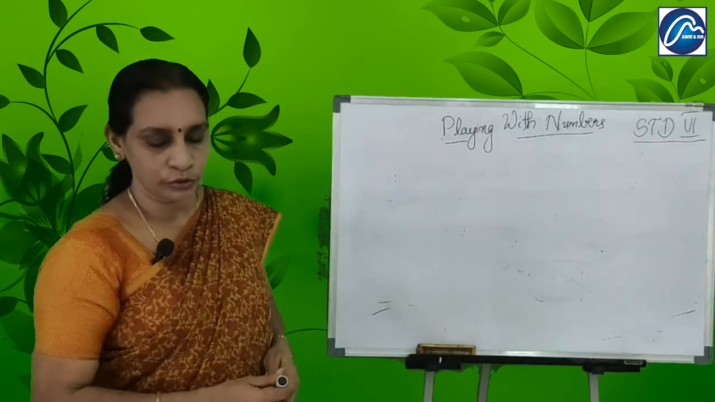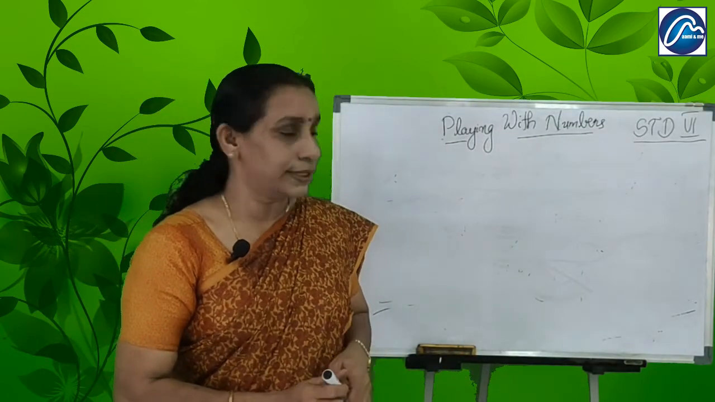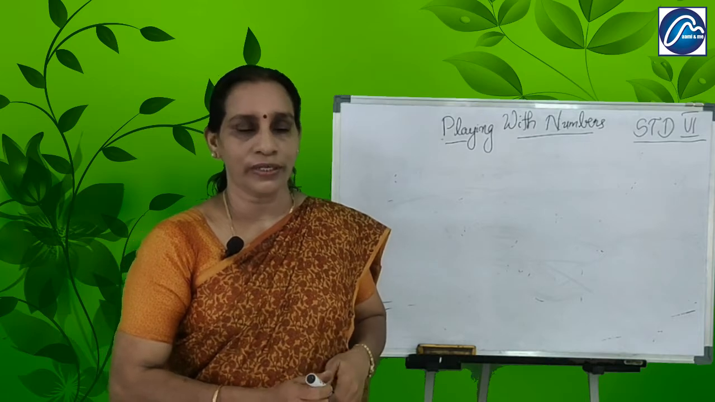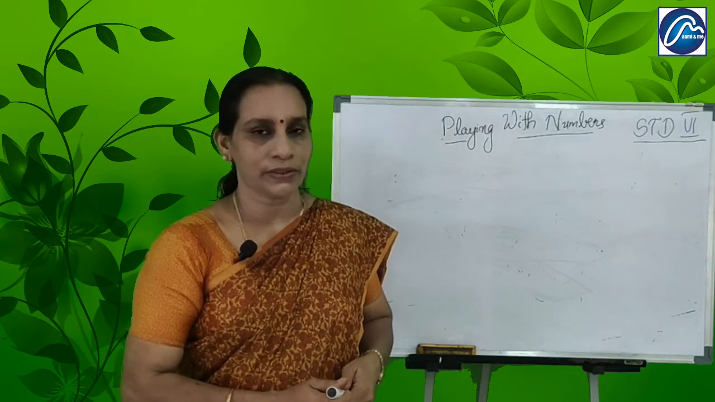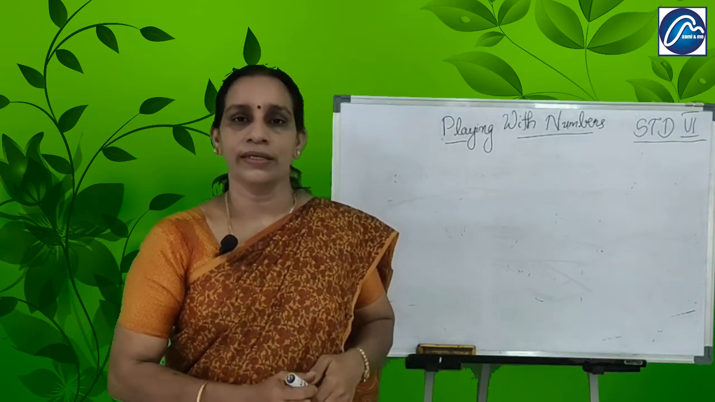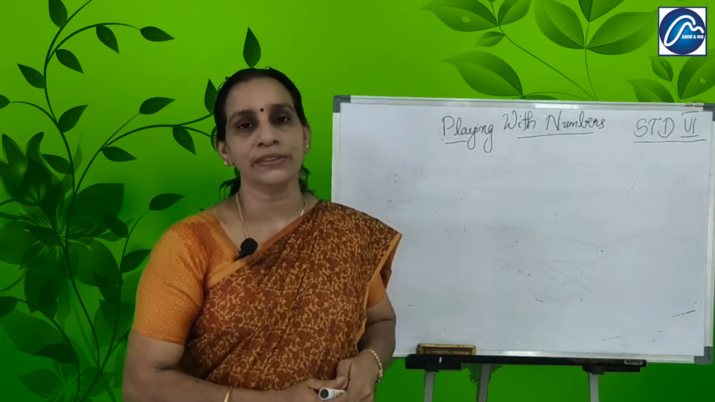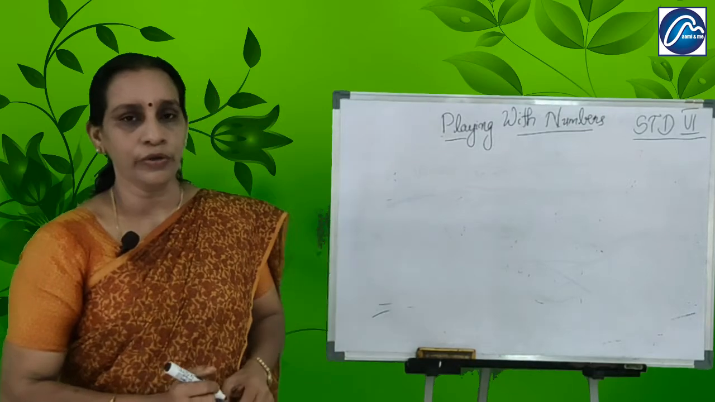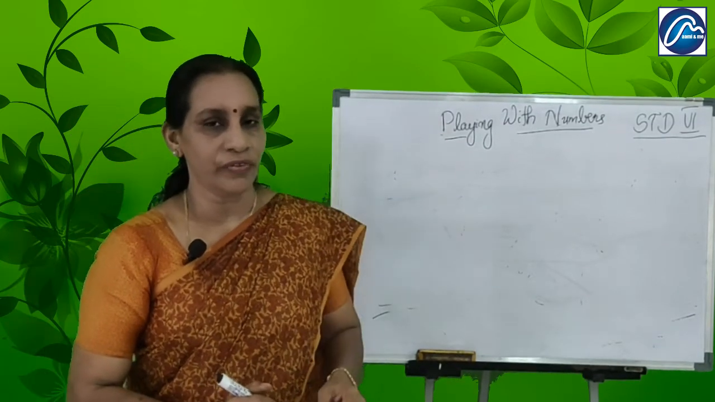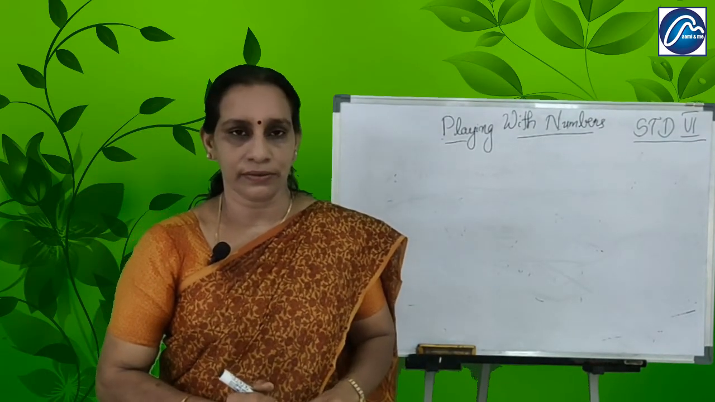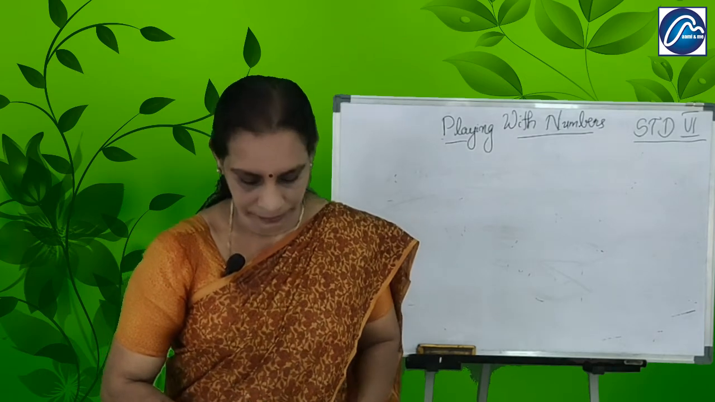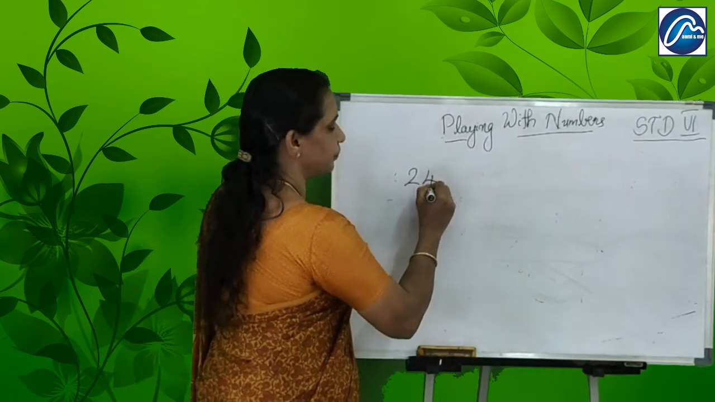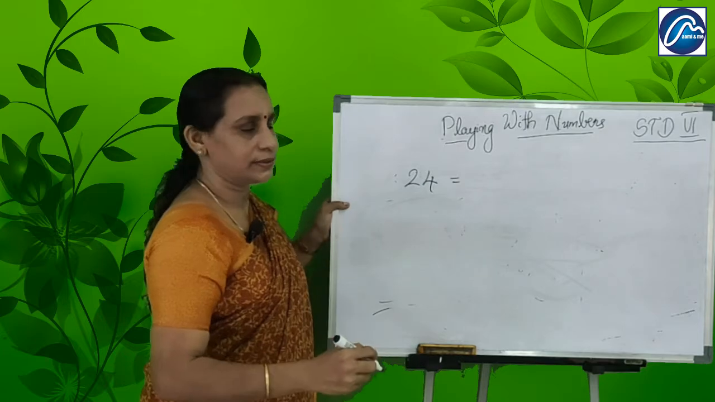Now, we are going to study what is common factor and common multiples. Okay, highest common factor, least common multiple. That means HCF and LCM. Before doing that, you have to know how to do prime factorization. Prime factorization, okay. 24. Let us factorize it.